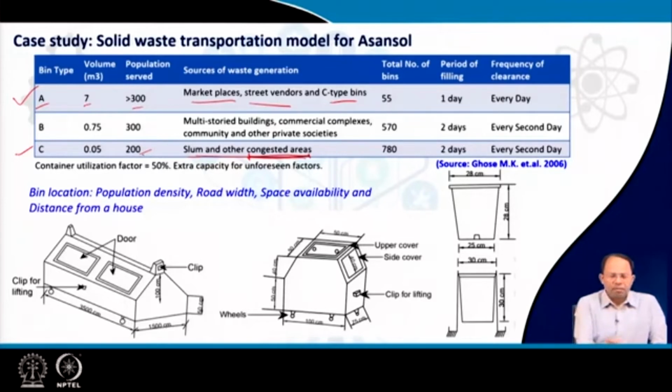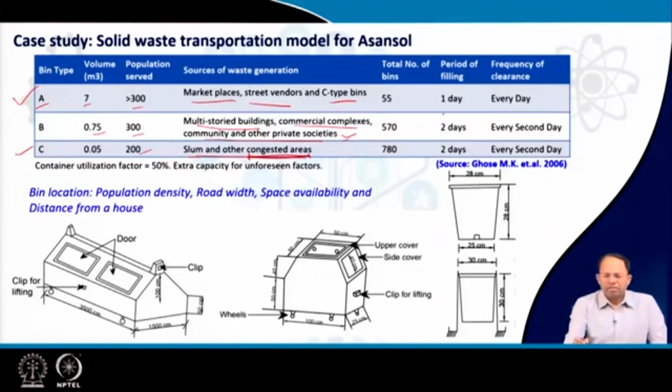Now B-type bins serve around 300 people, with a volume of around 0.75 meter cube, and the size of the C bin is even much smaller, which is 0.05 meter cube. You can see that these are placed in multi-storied buildings, commercial complexes, community and other private societies, which is also the practice these days. That means this kind of bin is placed in such societies where the society's garbage comes, and from there the municipality collects this garbage.